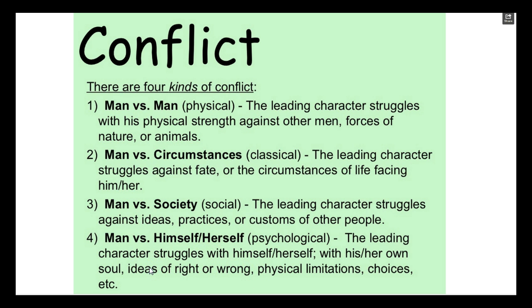Conflicts can be broken down into 4 types. You can have man against man or woman against woman, which is a physical conflict. Number 2, man versus the circumstances. What's going on? Is it their fate? What's going on in their lives? Can they overcome it? Number 3, man or woman versus society. Are they slaves trying to overcome slavery? Are they gay people who want equal rights or who want to marry? And then number 4, man or woman against him or herself. Are they having struggles within? This has to do with the internal conflicts that many people go through.